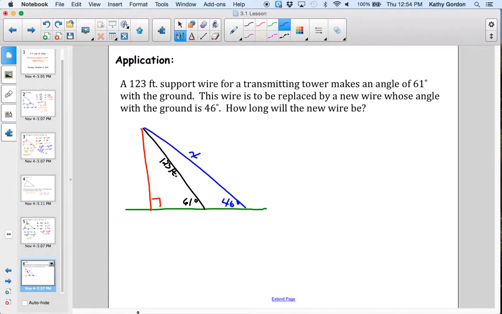Figure out the top angle first. Use some information we're getting. Figure out which part first? The top angle. We could. Would that be helpful to us?